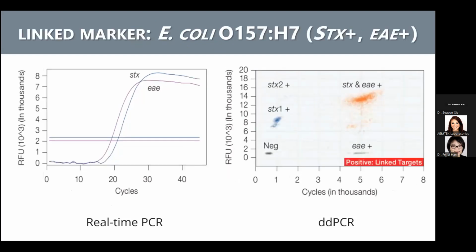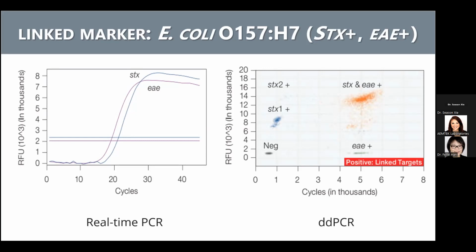This example focuses on the E. coli O157:H7 strain, which has both the STX and EAE genes. With real-time PCR, both genes can be detected simultaneously, resulting in a positive outcome.